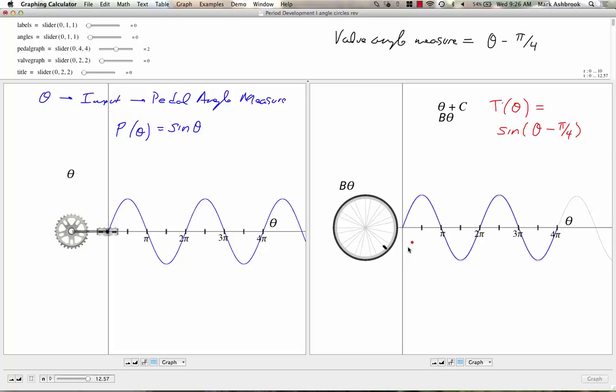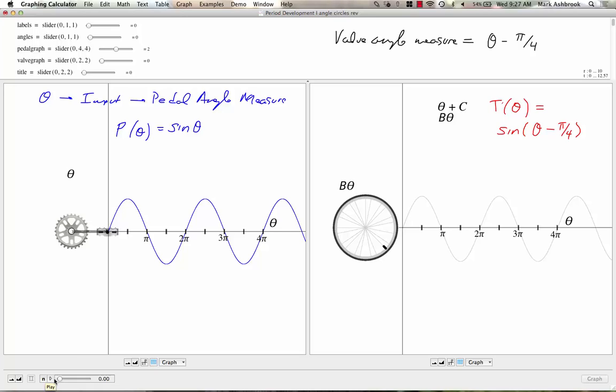Okay, so we think about the angle. So here's where we really got to think about this. The angle starts here at 0, and the angle is increasing this way, right? So the tire valve, is it ahead or behind of the pedal? It's behind by pi over 4. That's what we said. It's behind by pi over 4. So if it's behind by pi over 4, then its cycle will start before or after the cycle of the pedal?